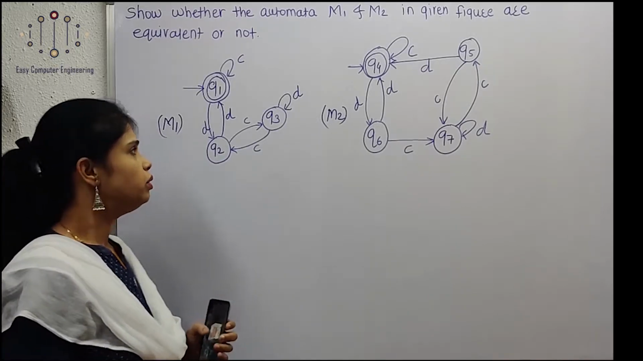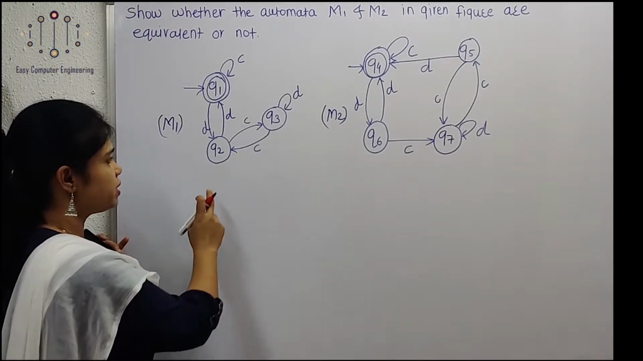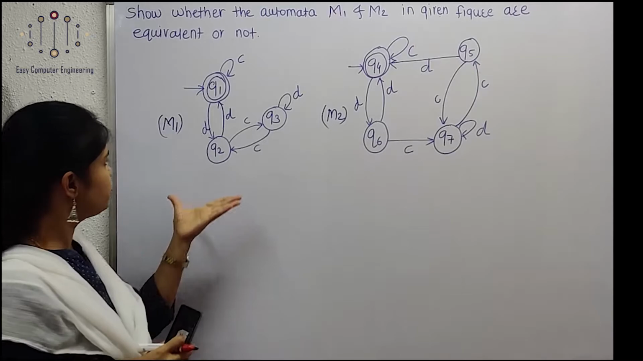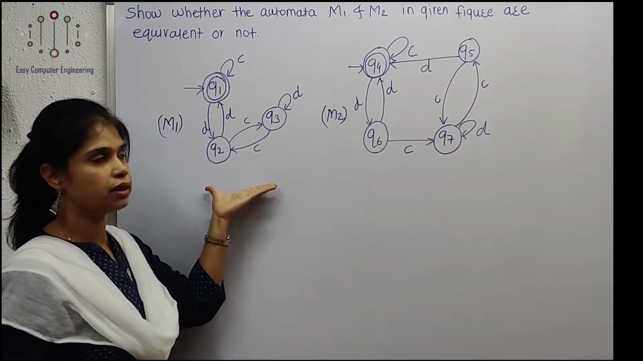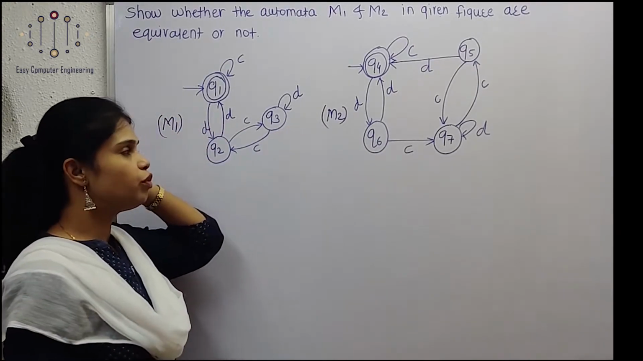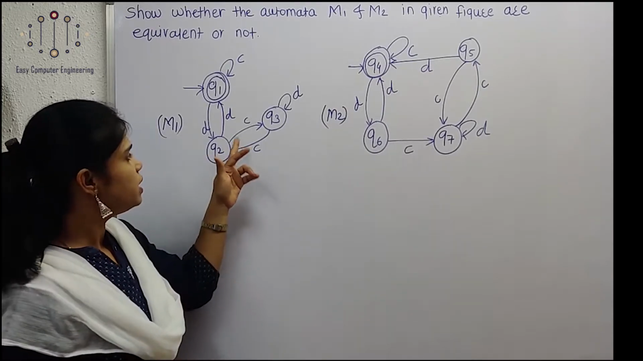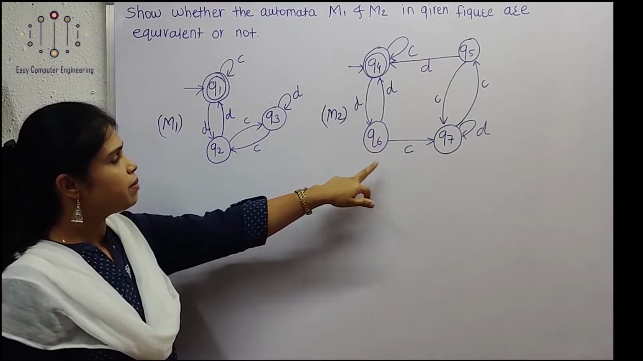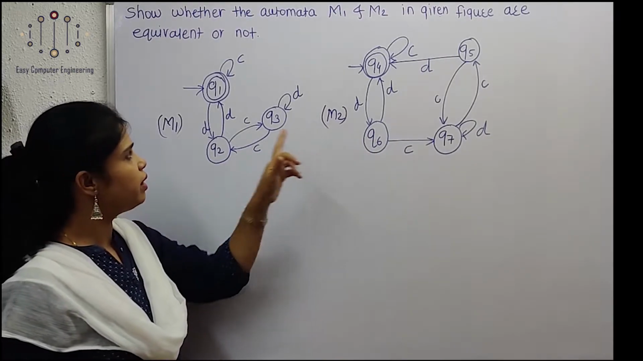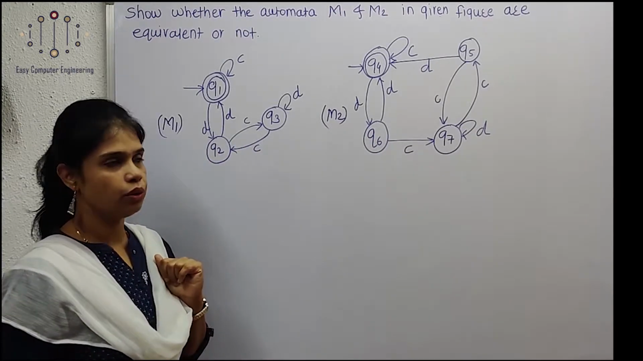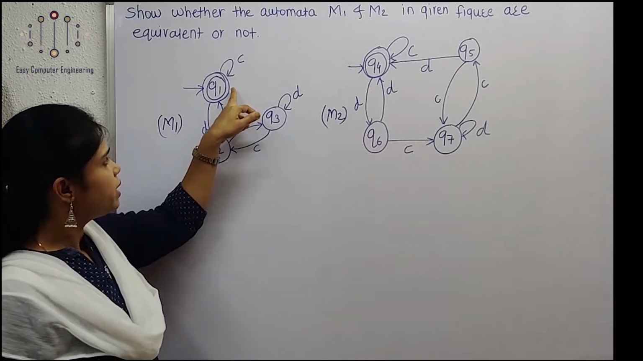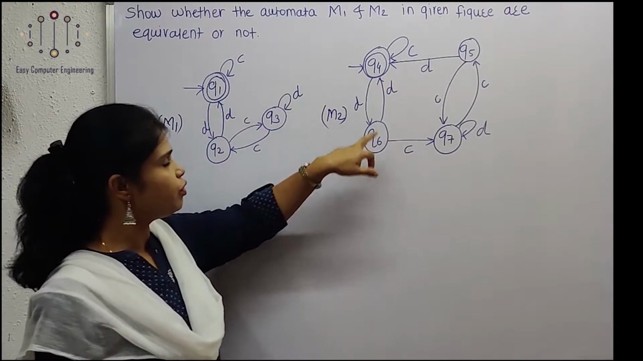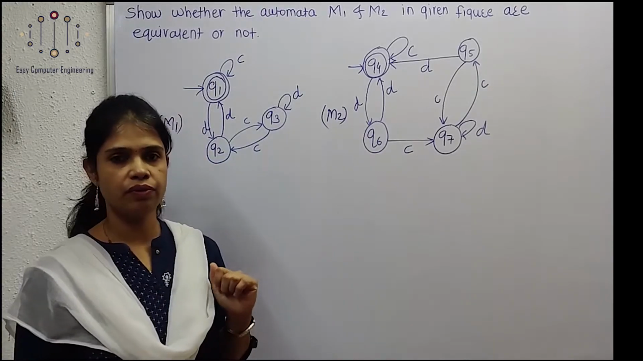Now, if you observe in this diagram, in the first diagram there are only 3 states, but in the second diagram there are 4 states, with transitions on C and D. So sigma is {C, D} for both. There are 4 states here and 3 states here. The initial state is also a final state, and the same holds for this one.